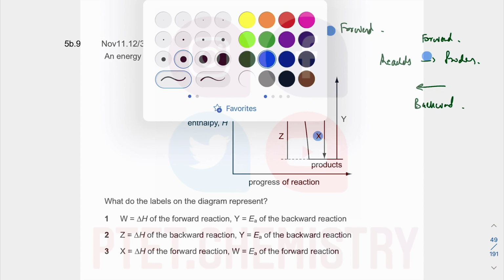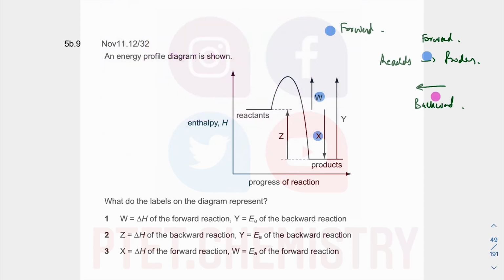If I use a different color, this is for the backward reaction. So that is the activation energy for the backward reaction, and this is the enthalpy change for the backward reaction, because the product gained this much energy to become the energy level of the reactants. The products need to get this sufficient amount of energy to reach the top of the hump. Okay.